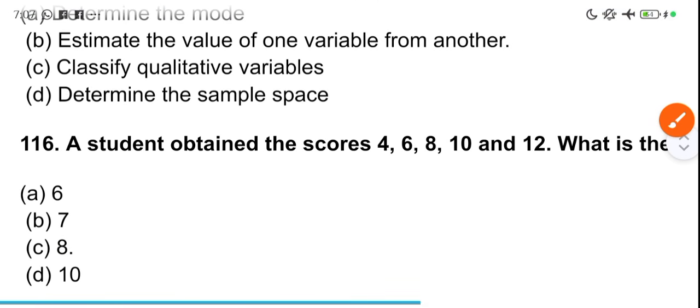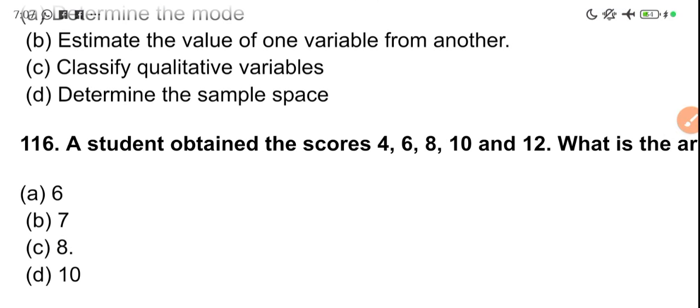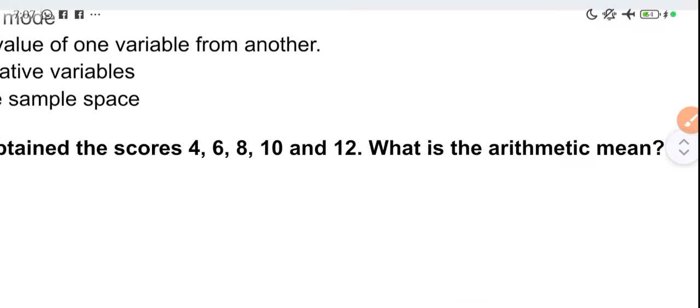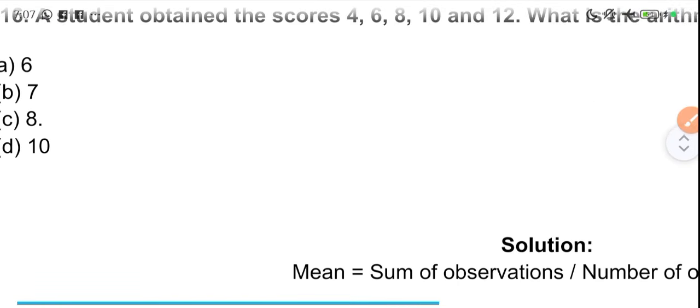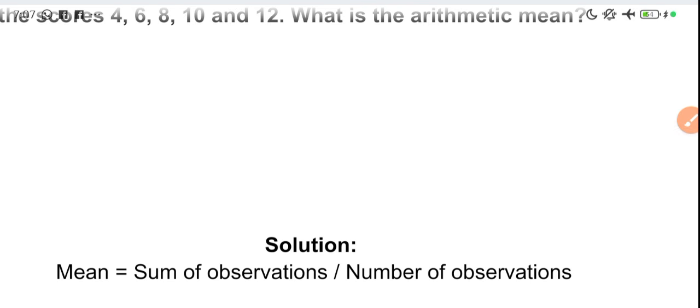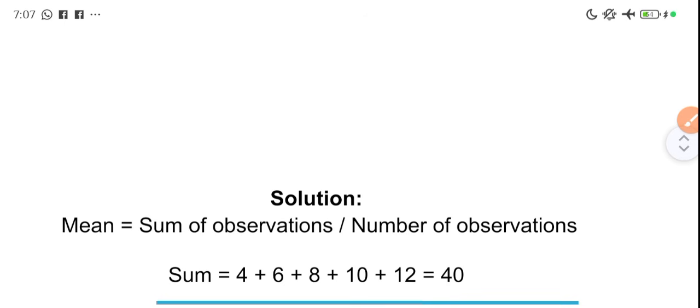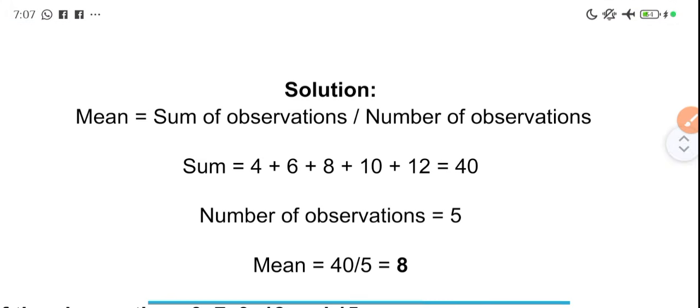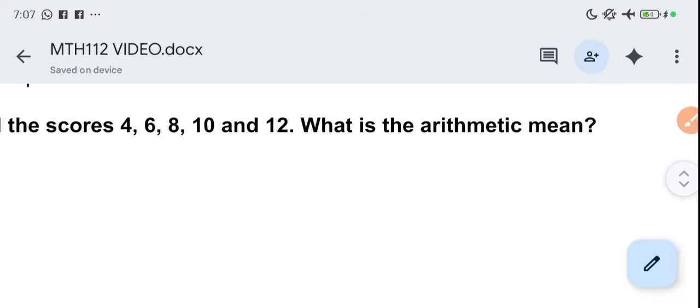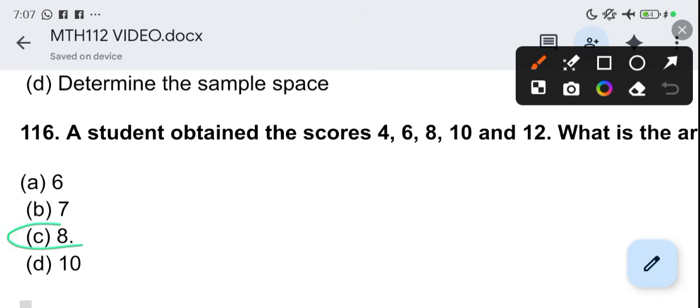Regression. Okay, the student obtained the scores 6, 4, 6, 8, 10, and 12. What is the arithmetic mean? This is a very simple question. So for the solution, the first thing is the mean is equal to the sum of observations divided by the number of observations. Okay, so just add everything here, you get 40 as the sum. The number of observations is 5, so you have 40 over 5 equals 8. So that gives us option C, the correct answer, option C.